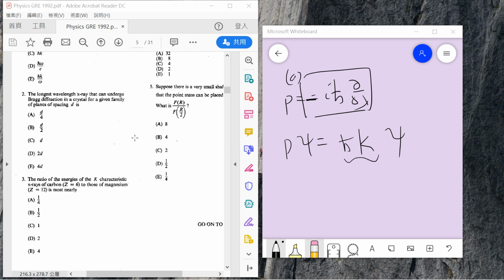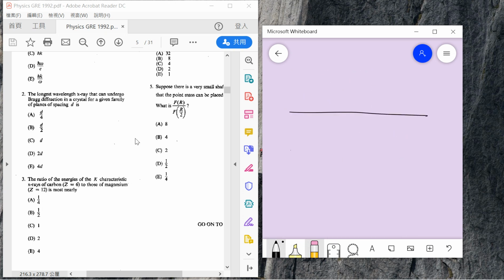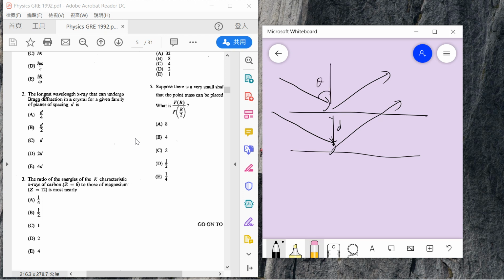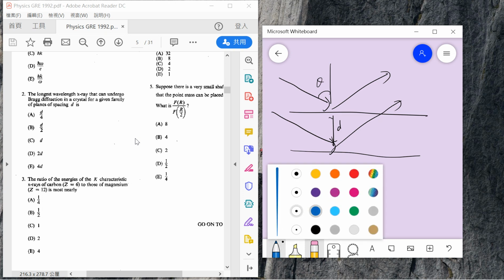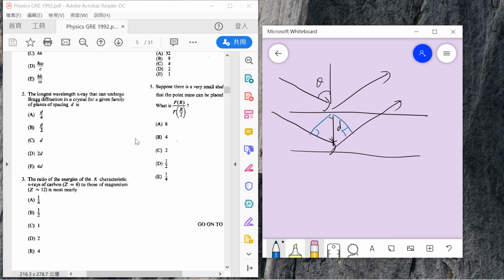Second, the longest wavelength X-ray that can undergo Bragg diffraction with spacing D. Let's plot the graph. This distance is D, and suppose there is a theta. The light path difference is from here to here, so this is an additional 2d sin theta. So the maximum is 2d. The answer is D.